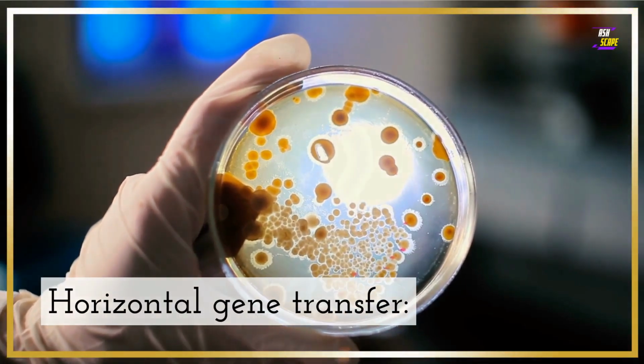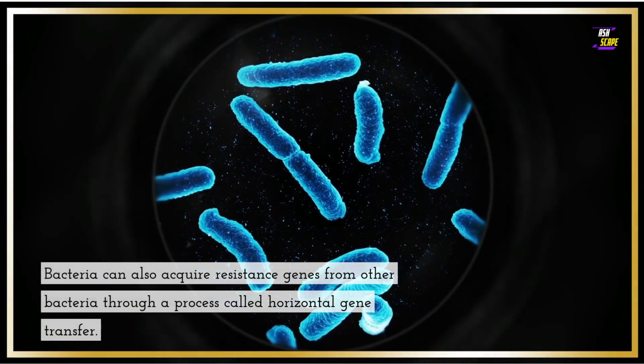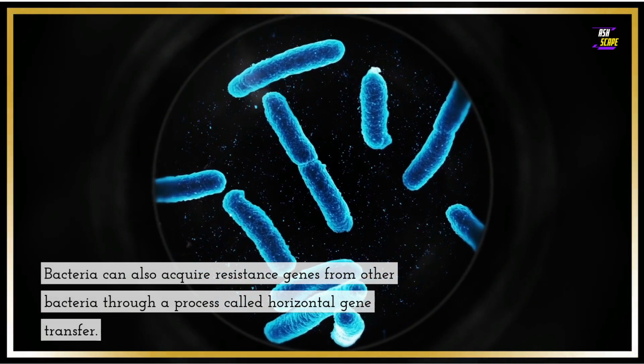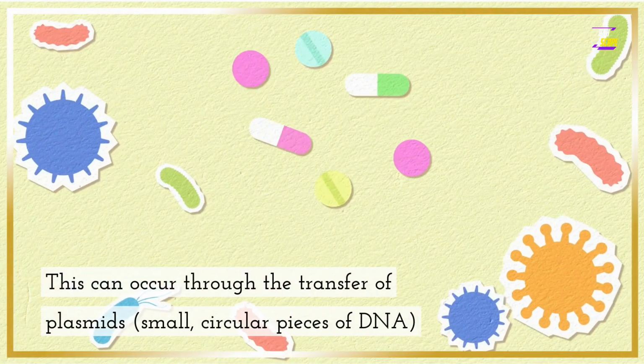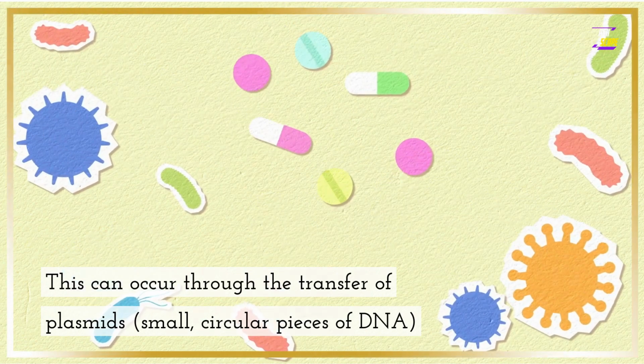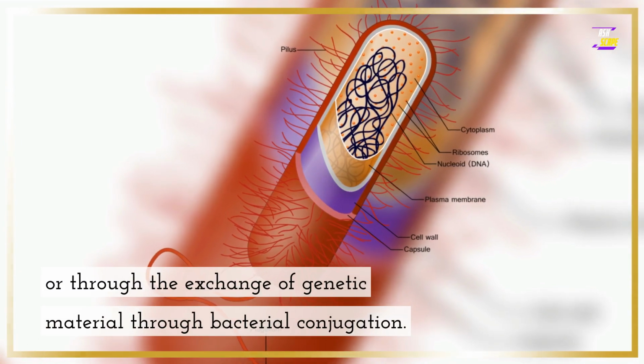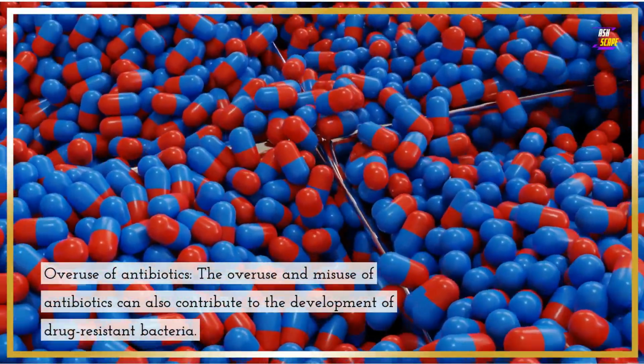Horizontal gene transfer. Bacteria can also acquire resistance genes from other bacteria through a process called horizontal gene transfer. This can occur through the transfer of plasmids, small, circular pieces of DNA, or through the exchange of genetic material through bacterial conjugation.